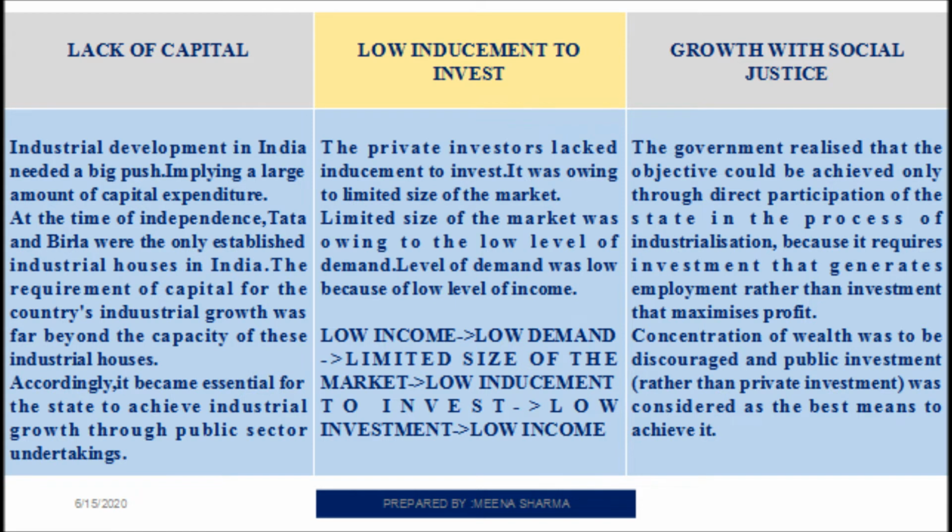Firstly, lack of capital. Industrial development in India needed a big push, implying a large amount of capital expenditure. At the time of independence, Tata and Birla were the only established industrial houses in India. The requirement of capital for the country's industrial growth was far beyond the capacity of these industrial houses. Accordingly, it became essential for the state to achieve industrial growth through public sector undertakings.